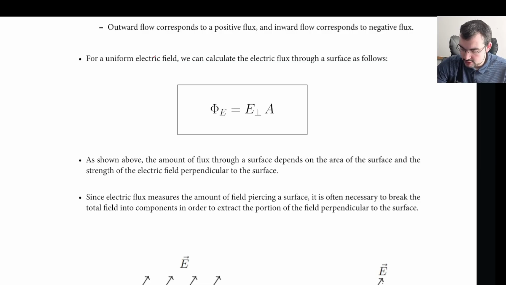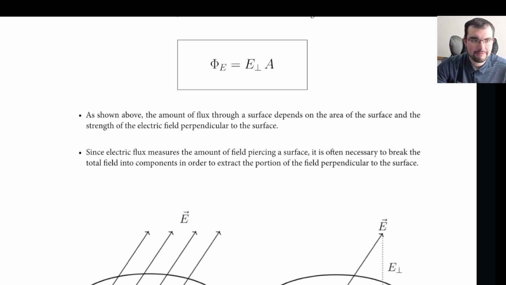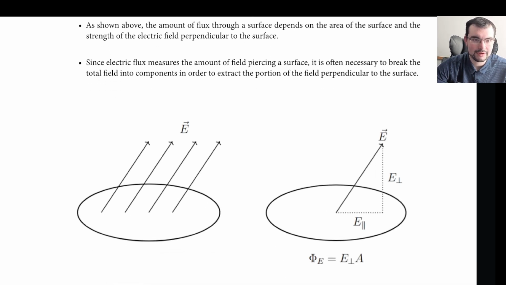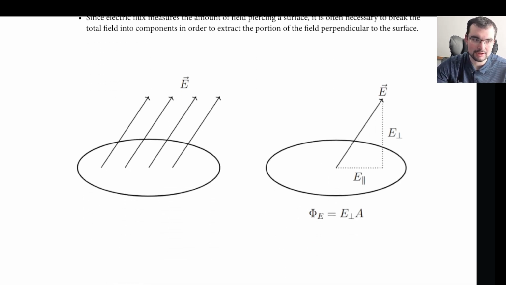So sometimes you'll see this formula written using a cosine theta instead of E perp. They'll write it as E cosine theta. I generally am not a fan of that because you have to remember that theta is the angle with the normal vector, and that's not necessarily the one you're given.